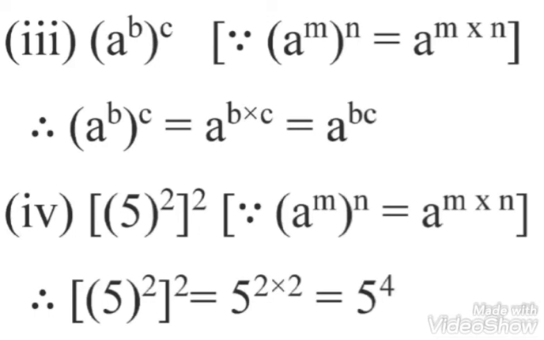Part 4, 5 raised to the power 2 whole raised to the power 2. Because a raised to the power m whole raised to the power n is equals to a raised to the power m into n, therefore, 5 raised to the power 2 whole raised to the power 2 is equals to 5 raised to the power 2 into 2, that is 5 raised to the power 4.